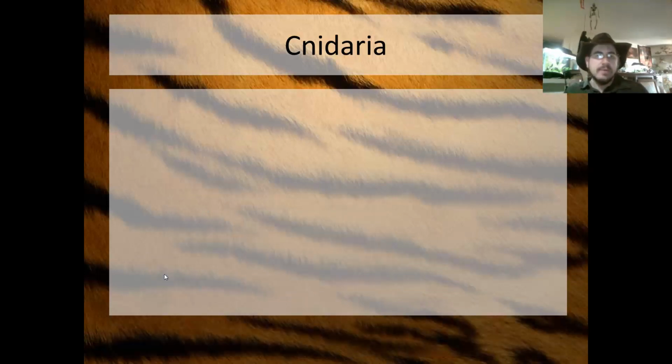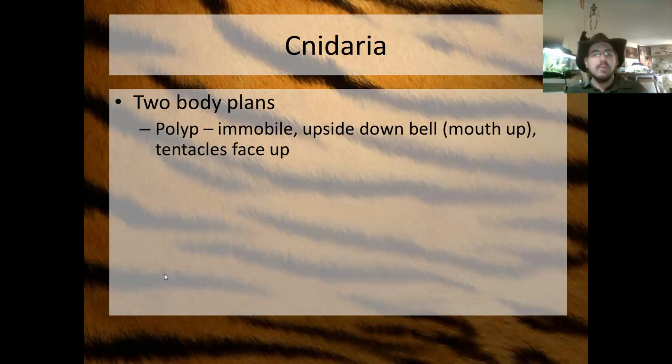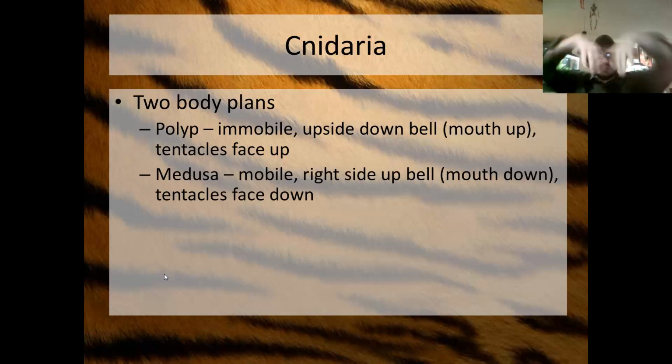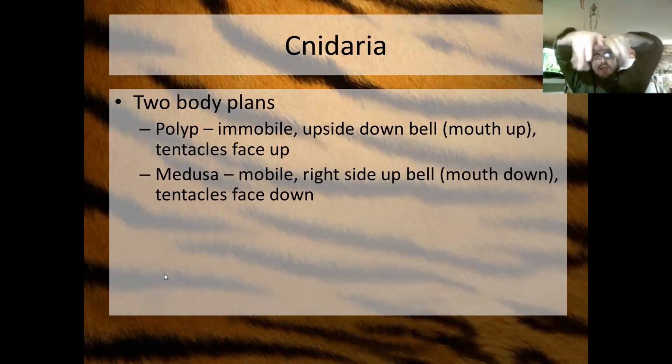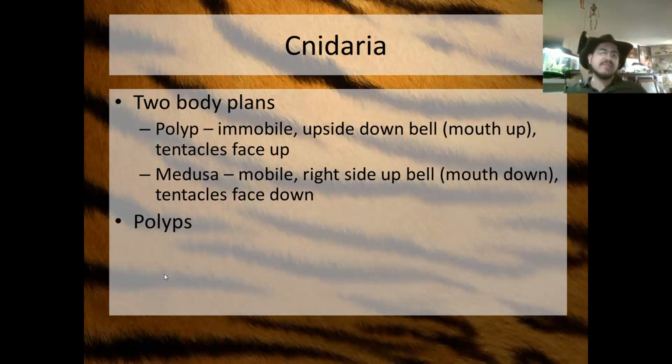Okay, so there are two basic body plans to phylum Cnidaria. One is the polyp. The polyp is immobile. It's rooted to the ground. And think of it like an upside-down bell. The mouth is up and the tentacles face up like this, right? If you've ever seen a sea anemone, this is the polyp. Sea anemones are polyps. Then there's the medusa. The medusa is the bell in its correct shape with the tentacles facing down and the mouth facing down. And that's your jellyfish. Jellyfish are the medusa.